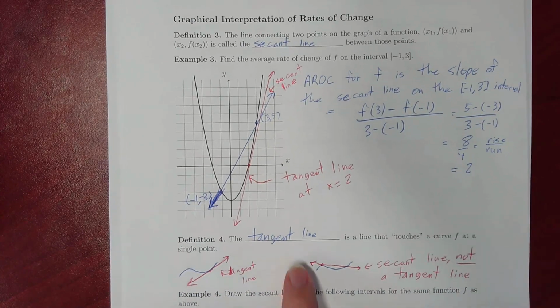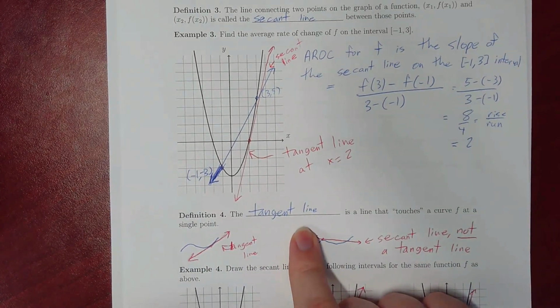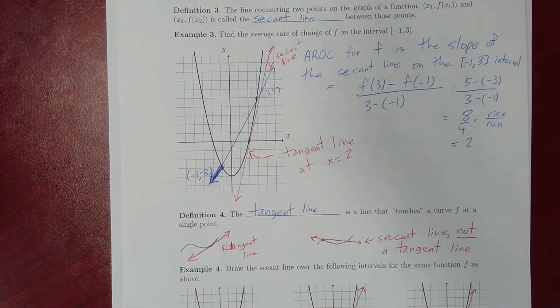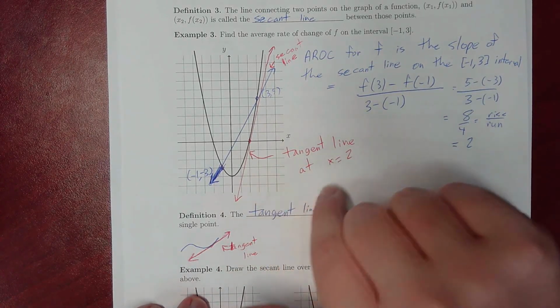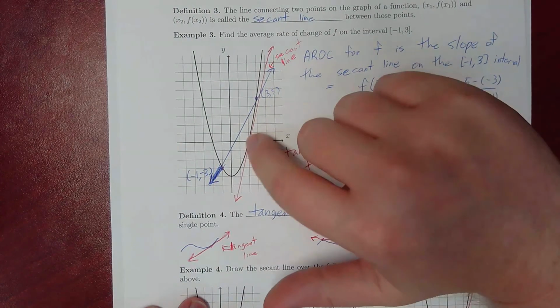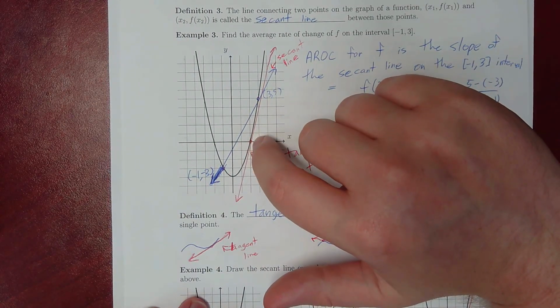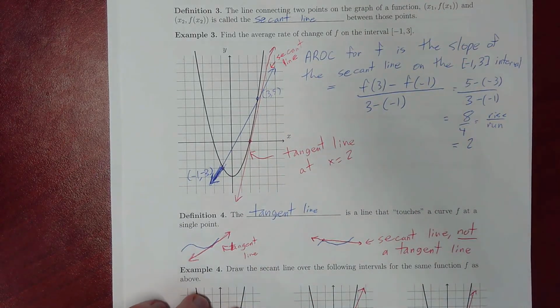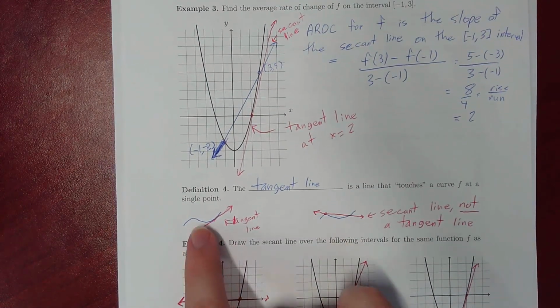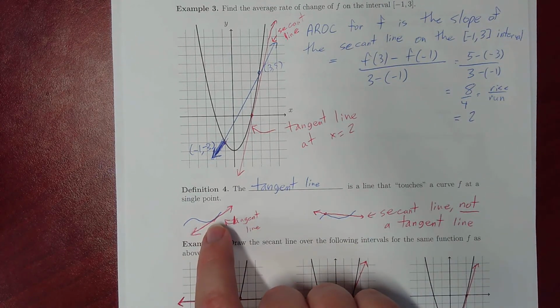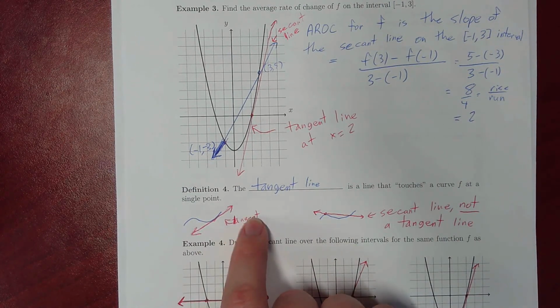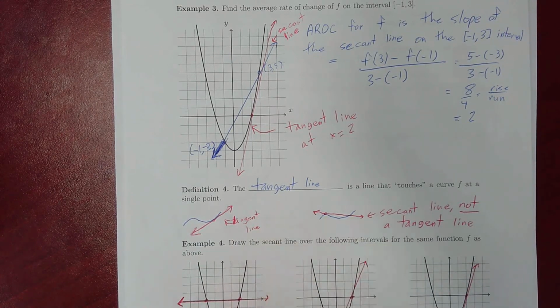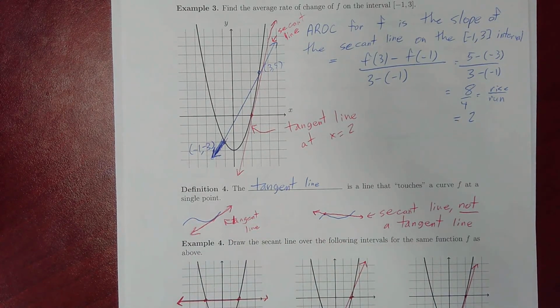Now, the tangent line is the thing we're going to be most concerned about in this class. So the tangent line is the line that touches a curve f at a single point. So here, if we wanted to look at the tangent line at x equals 2, essentially we draw a line that only touches the curve at x equals 2 and nowhere else. So here are some examples. Say I've got a little curvy line. If I have a line that touches just here, that's going to be a tangent line. But if I've got a line that connects 2 points, it'll be a secant line and not a tangent line.